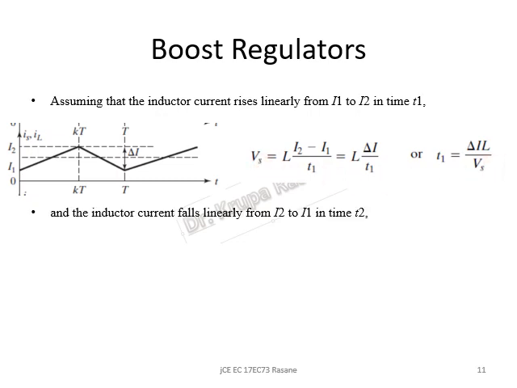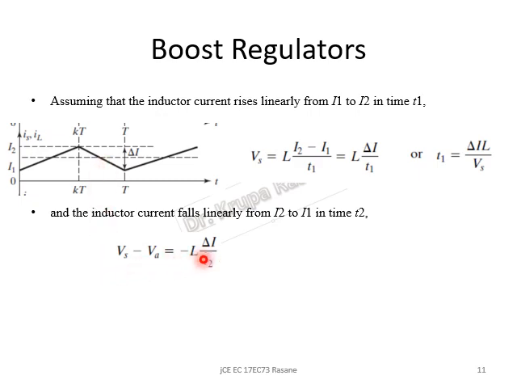And the inductor current is going to fall from I2 to I1 in time T2. So this is T1 and this is T2. During T2, the current is going to fall from I2 to I1. At that time, the input supply is connected, that is, mode 2 is there.